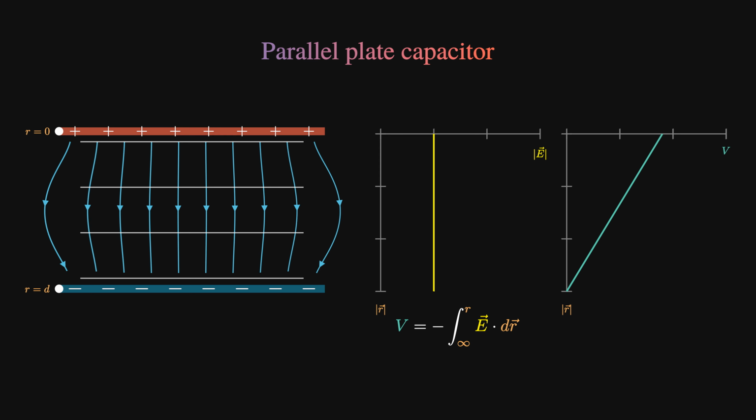There is another neat thing we can say here though, which is that the electric field is equal to minus the gradient of the potential. In this simple example, where the field is constant, this is just minus the change in V over the change in R, or minus V over D, as we already found.